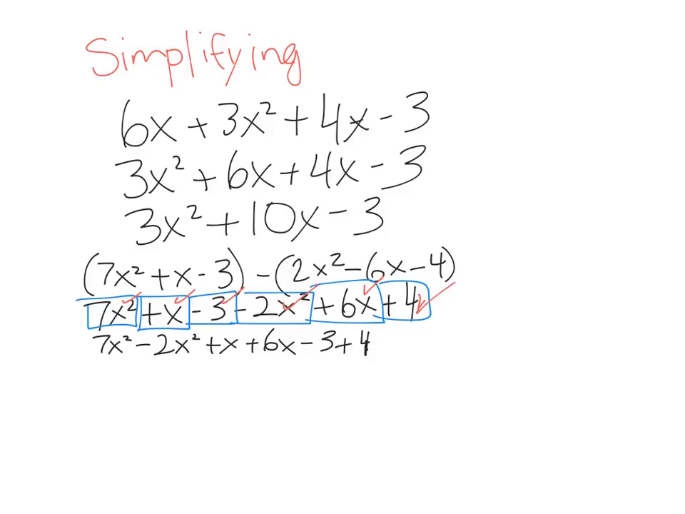Now that I've put them in standard form, I can combine like terms. 7x squared minus 2x squared equals 5x squared. Plus x plus 6x gives me plus 7x. Negative 3 plus 4 gives me plus 1. And this is my answer. Now, that squared looks a little bit messy, let me see if I can fix it. That's a bit better. And this would be the simplified expression that I would need at the end.